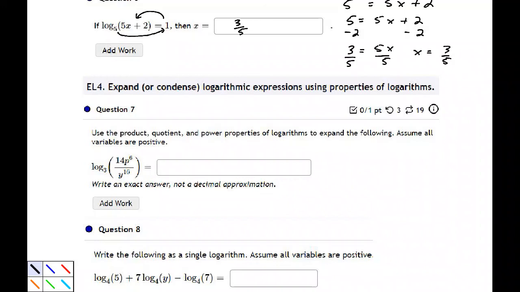Now I'm going to use this, put together with all of the things we've talked about in our notes, to go ahead and just jump to the answer, okay? Log base 3 of, again, 14p to the 6th all over y to the 16 will be equal to log base 3 of 14 plus 6 log base 3 of p minus 16 log base 3 of y.